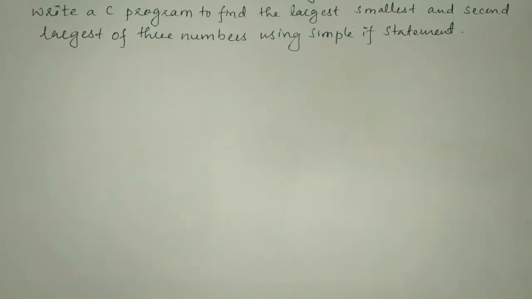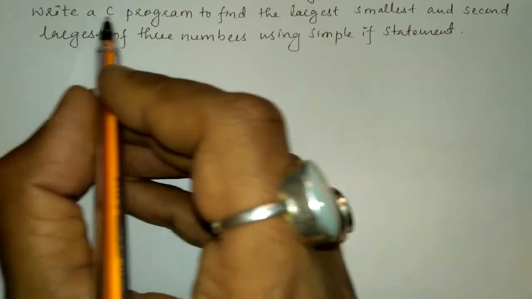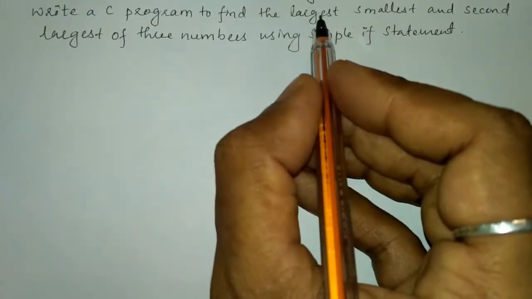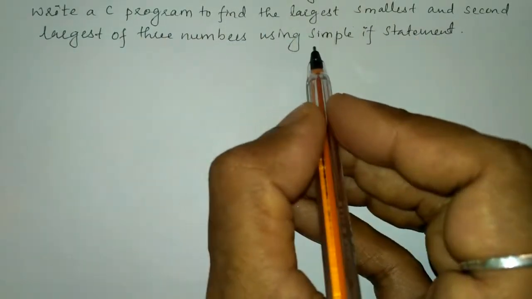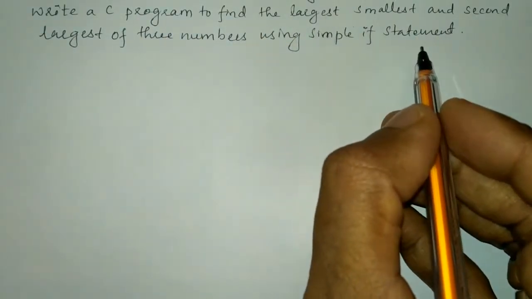My name is Hanuman Ladwa and in this video we are going to write a C program to find the largest, smallest and second largest of three numbers using simple if statement.